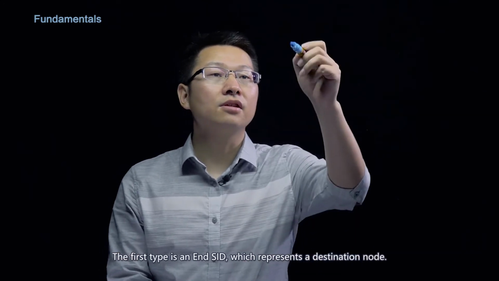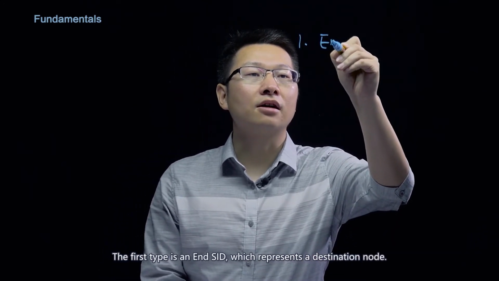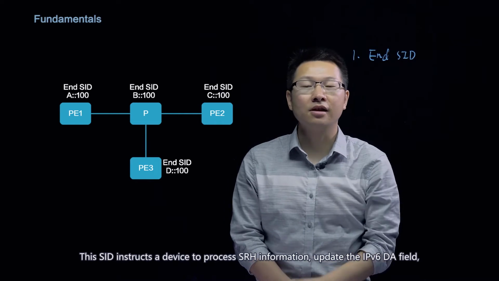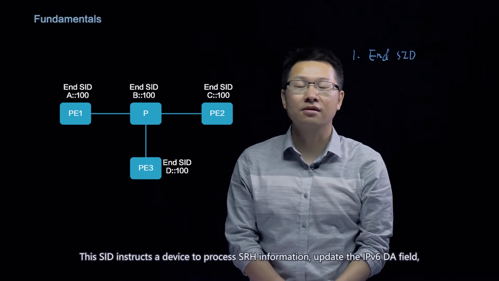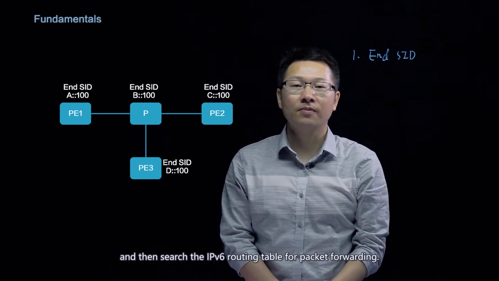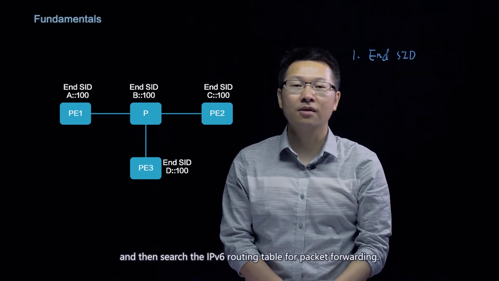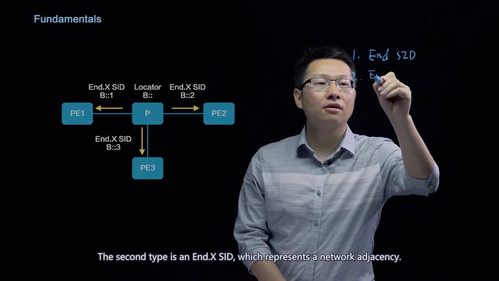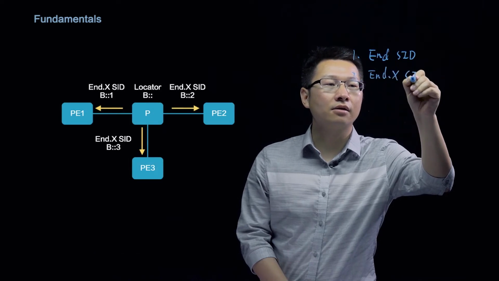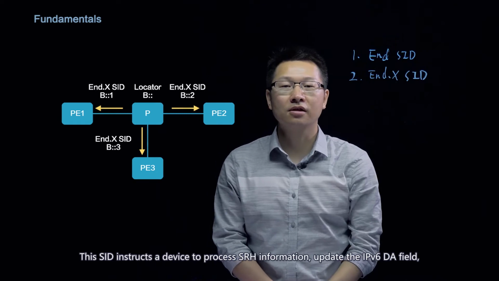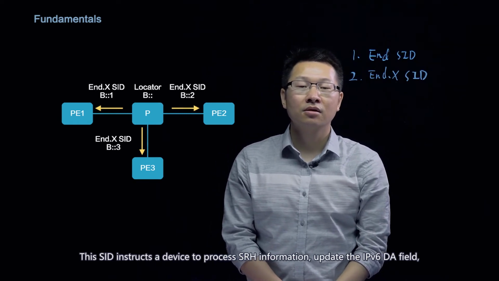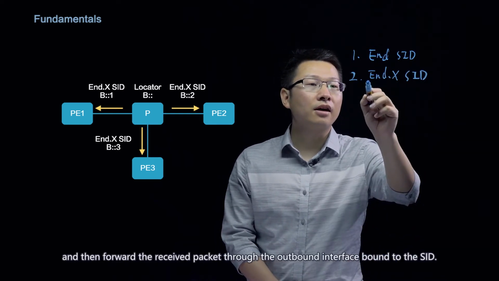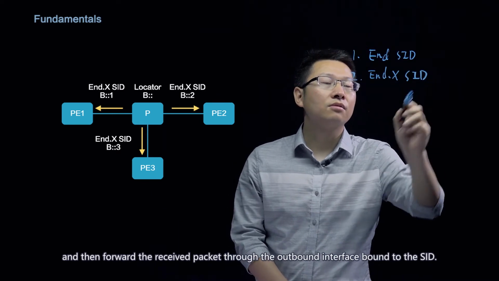The first type is an End SID, which represents a destination node. This SID instructs the device to process SRH information, update the IPv6 DA field, and then search the IPv6 routing table for packet forwarding. The second type is an End.X SID, which represents a network adjacency. This SID instructs the device to process SRH information, update the IPv6 DA field, and then forward the received packet through the outbound interface bound to the SID.